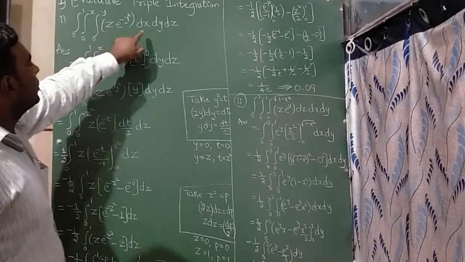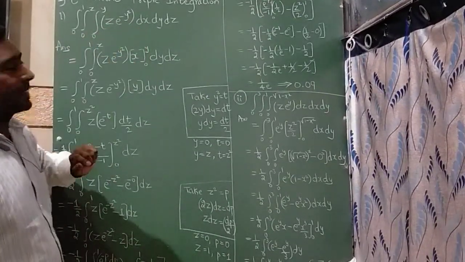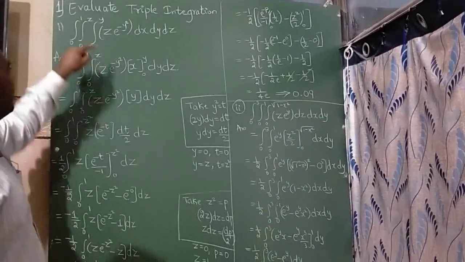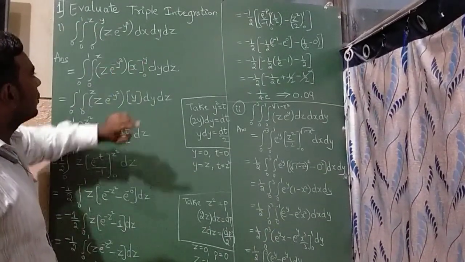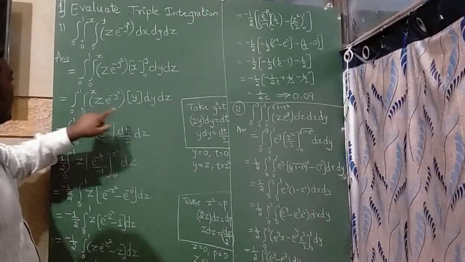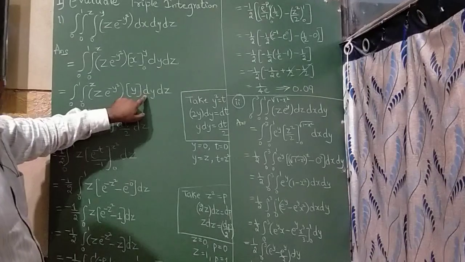First I am going to integrate with respect to x. So I have written here x because there is no x variable here. The range is 0 to y, so I have written here 0 to y. So here in place of x, the upper limit is y. Fine. Now I need to integrate with respect to y.